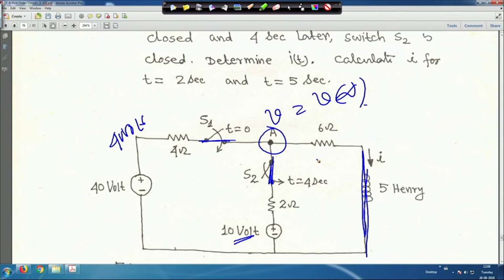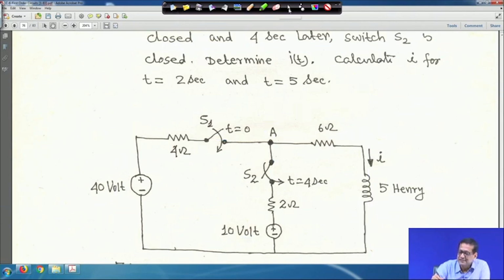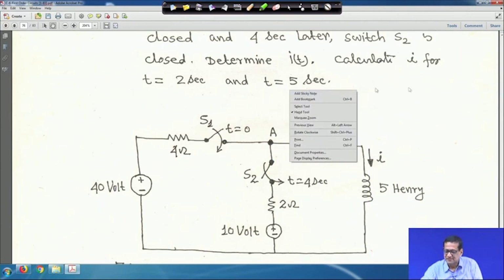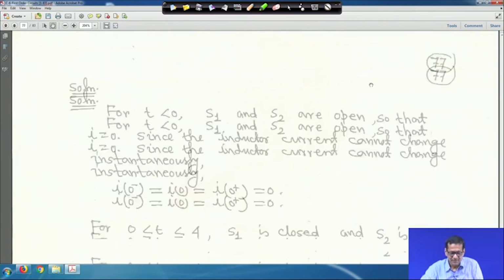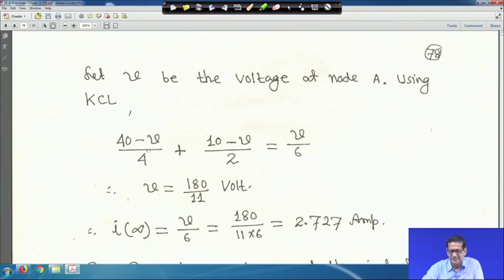Nodal analysis we have already studied, so directly I am writing this equation, applying KCL at node A. V is equal to nothing but V infinity. So when you apply that, it is (40 minus V) plus (10 minus V) by 2 is equal to V by 6, where V is nothing but V infinity.